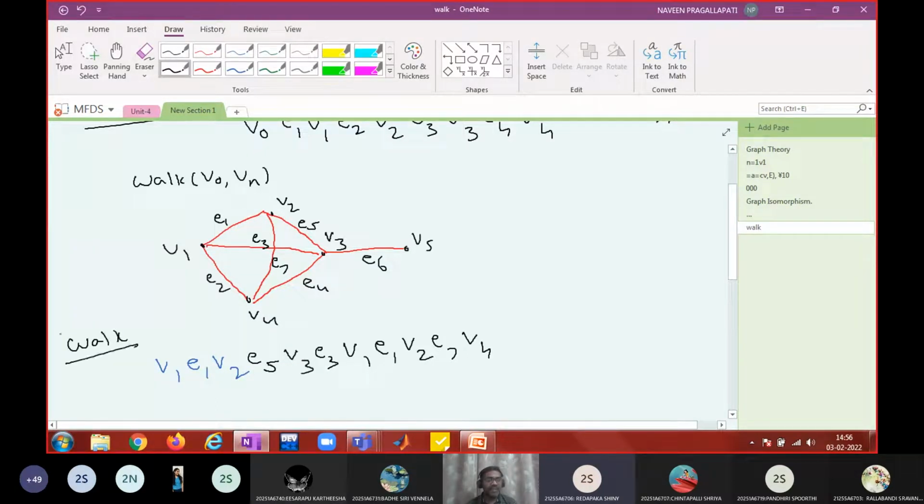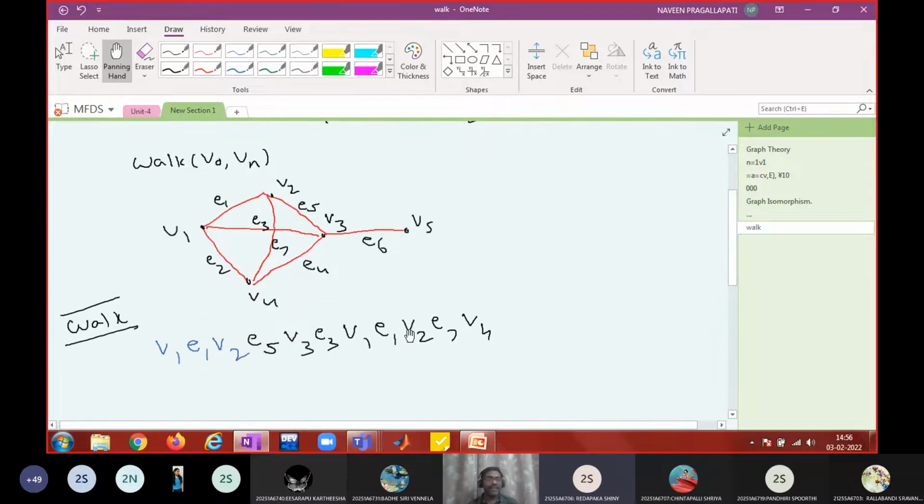This is a walk from V1 to V4. There can be several walks from V1 to V4. I made one walk in which some of the vertices may be the same and some of the edges also may be the same. Is it clear? This is called a walk.